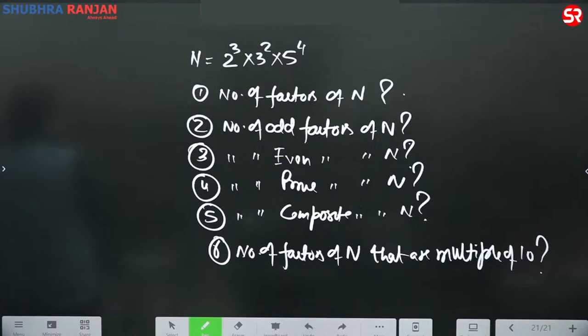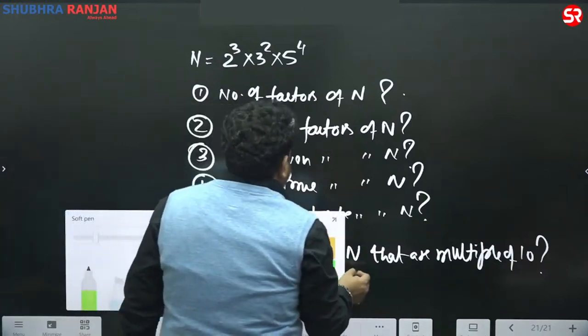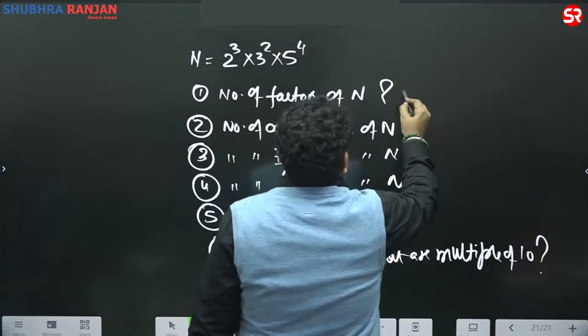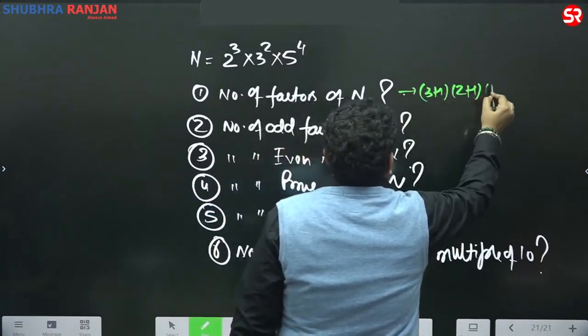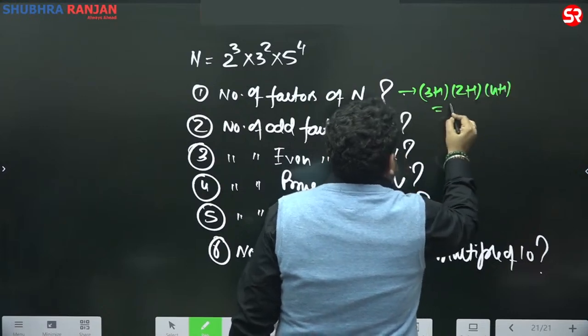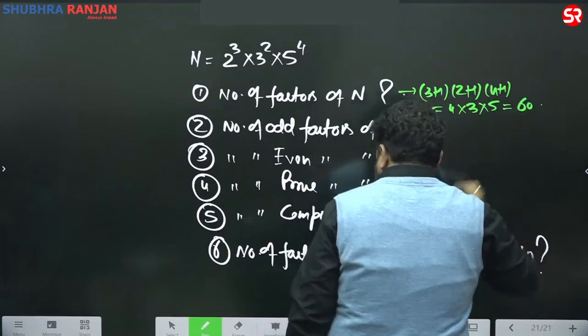यार कितने हो गया सारा? पहला तो इजी है, फर्स्ट इज तो इजी है ना. नंबर ऑफ फैक्टर्स ऑफ n, it is 3 + 1, 2 + 1, 4 + 1, 4 into 3 into 5, 60.